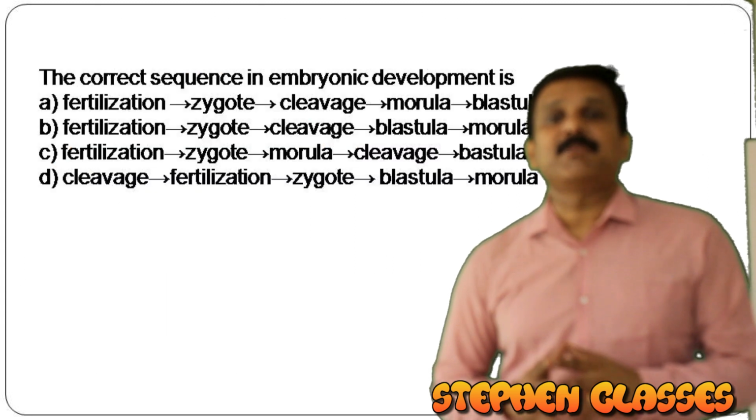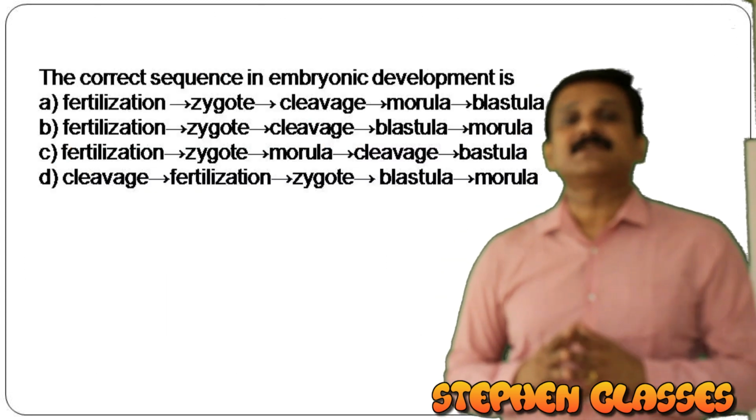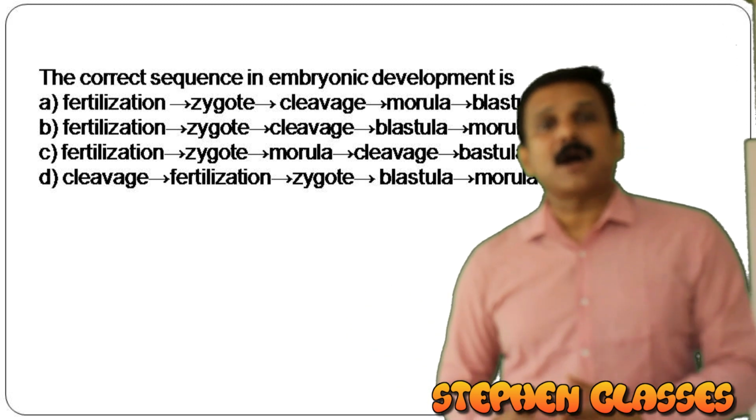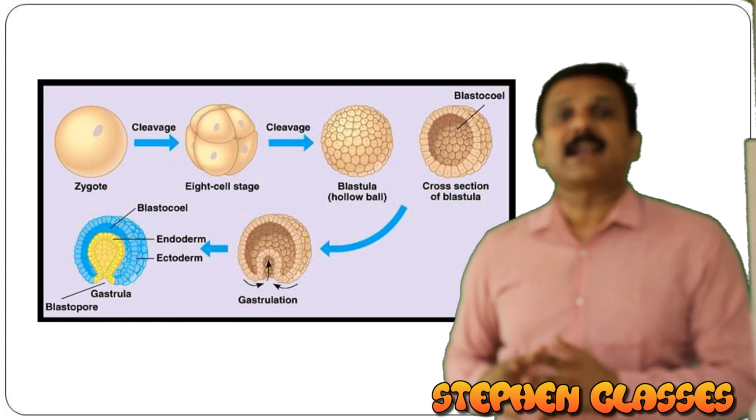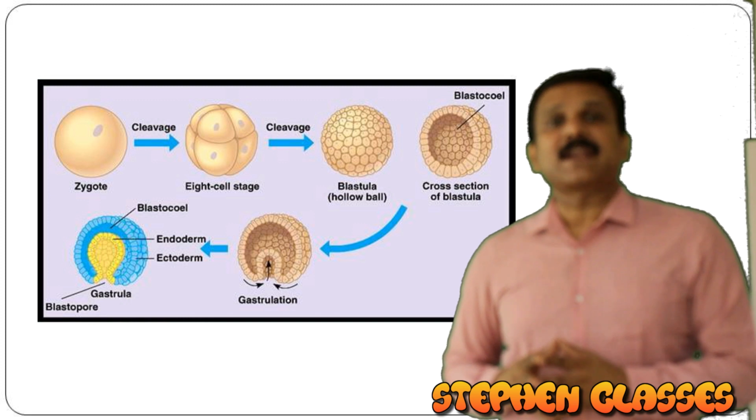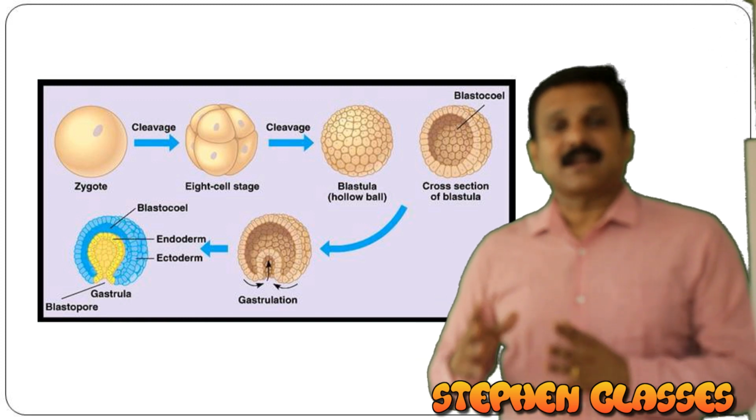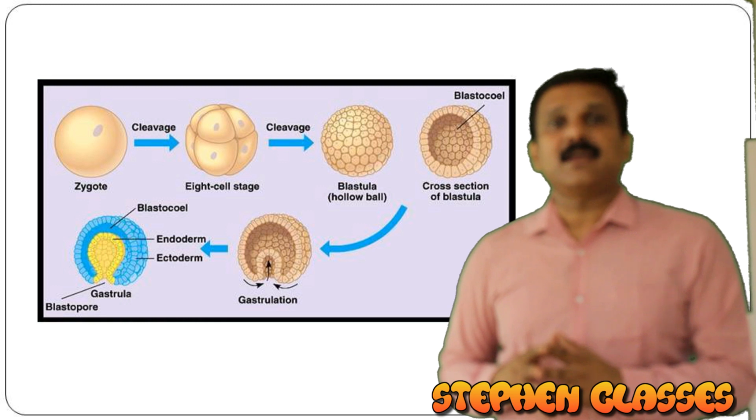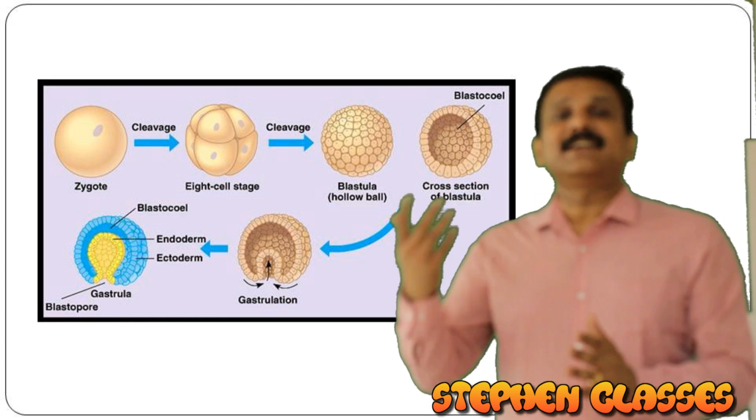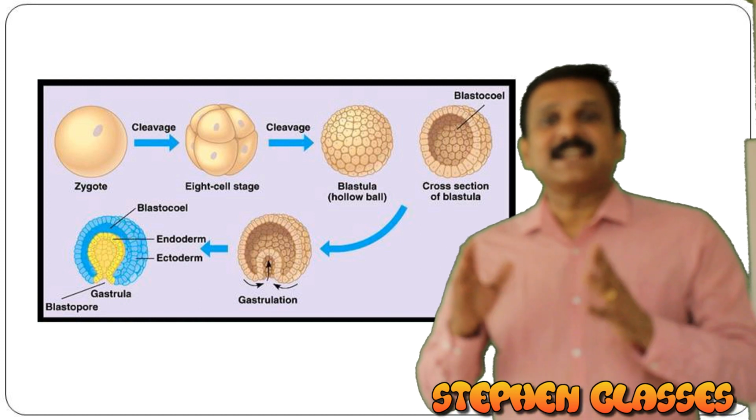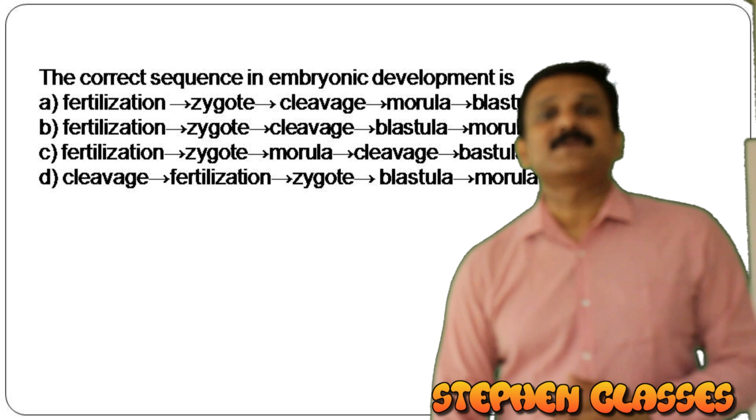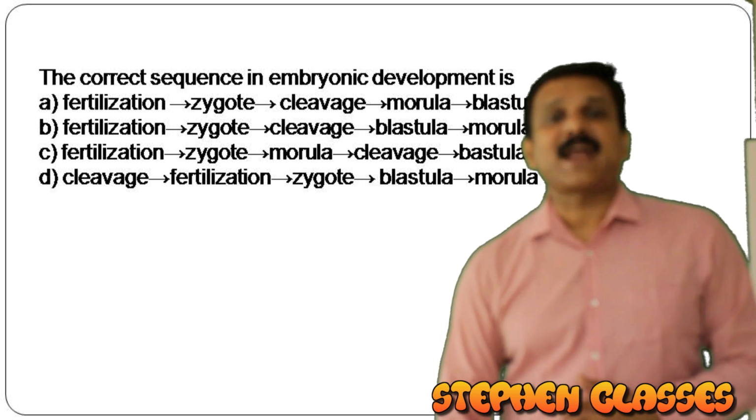The correct sequence in embryonic development. Embryonic development has a sequence. After fertilization, a zygote is formed, as in this diagram you can see very clearly. Then the zygote will undergo repeated mitotic divisions. You can call it cleavage. And the cleavage will produce a morula initially. The 8 to 16 cell stage is called morula. And this morula further develops into a blastula. So that is the correct sequence. Answer is option A here. In this diagram you have to identify the stages also, right?